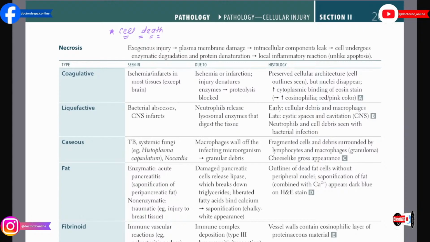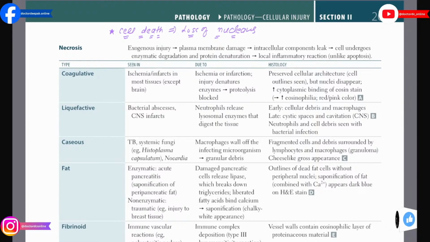So first of all, before directly starting this topic, you guys have to understand the basic principles of cell death. Let's suppose they ask a question: what is the morphological hallmark of cell death? The answer is the loss of nucleus. So this is the morphological hallmark. If you see the loss of nucleus, then you say the cell is going to die or the cell has died. So what is the mechanism through which the loss of nucleus occurs?